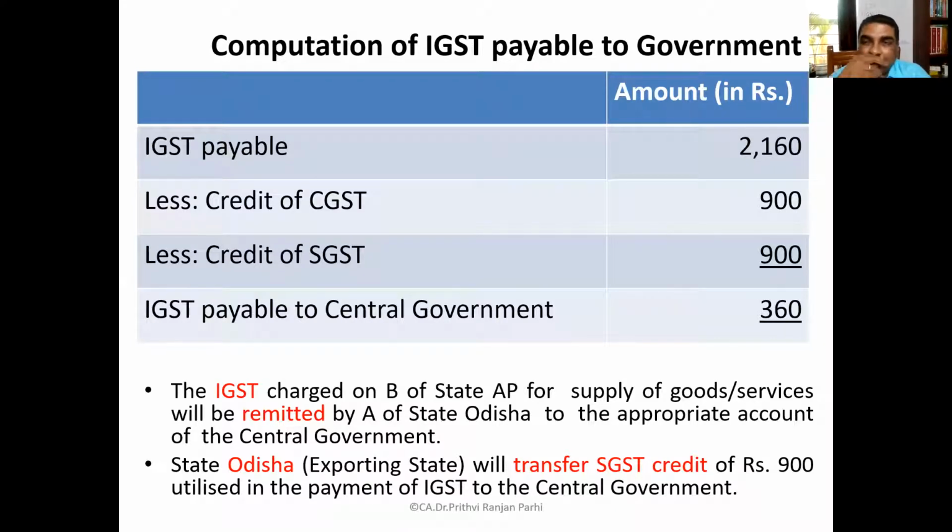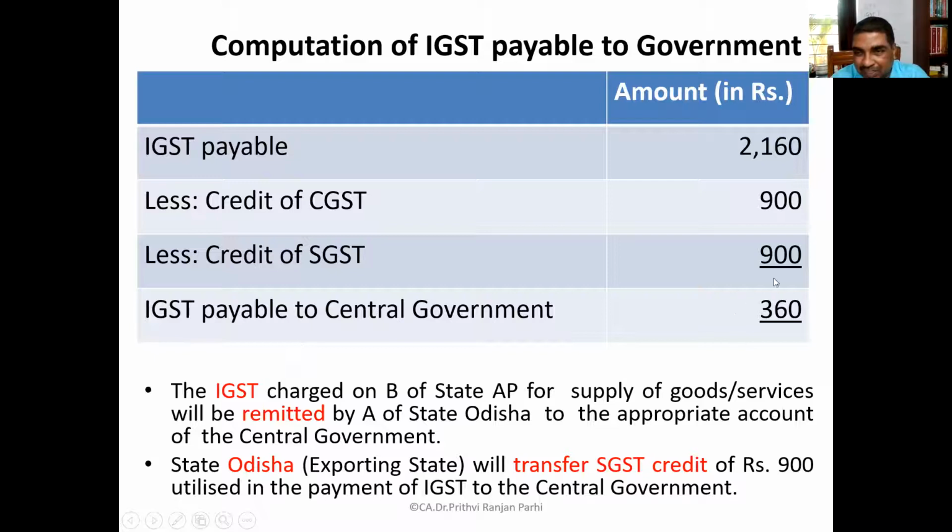Now what has happened? Now you see, IGST charged by B. This 360 is paid by whom? Who is paying this? A is paying. Is it? A is collecting from B and paying. So IGST charged on B from the state of AP. You see, consuming state is which state? Andhra Pradesh. So AP should get the benefit of GST. Now what will happen? The IGST charge on B of state AP for supply of goods and services will be remitted by A of state of Odisha to appropriate account of the central government.